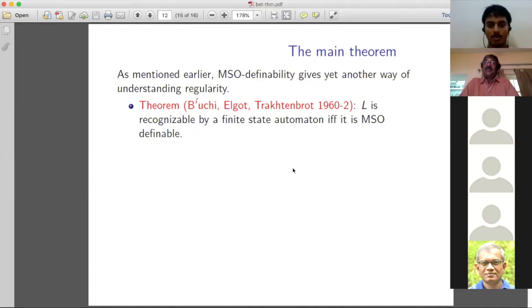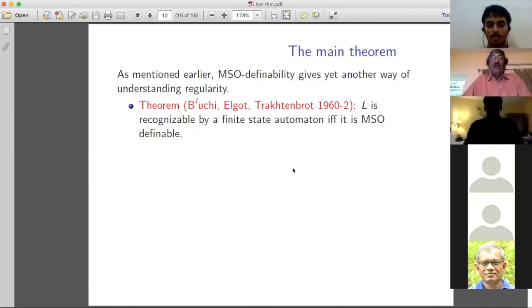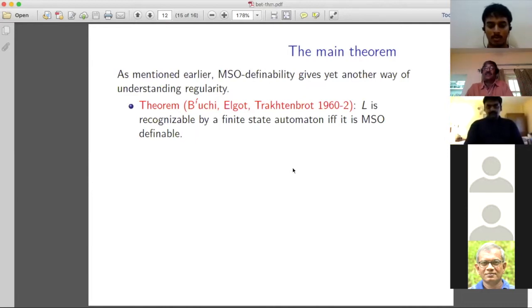So, and comes the main theorem. As mentioned earlier, MSO definability gives us yet another way of understanding regularity. The theorem of Buchi, Elgot, Trakhtenbrot: it was first proved by Buchi in 1960, independently by Elgot in 1961, and Trakhtenbrot in 1962, with different notations and variants, but it amounts to this: L is recognizable by a finite state automaton if and only if it is MSO definable. So L is recognizable if and only if it is regular, if and only if it is rational, if and only if it is MSO definable.